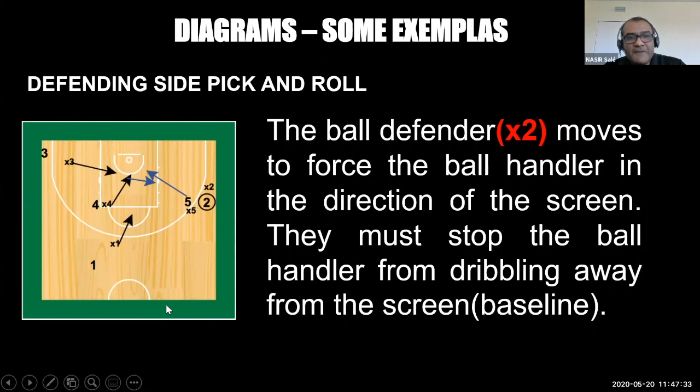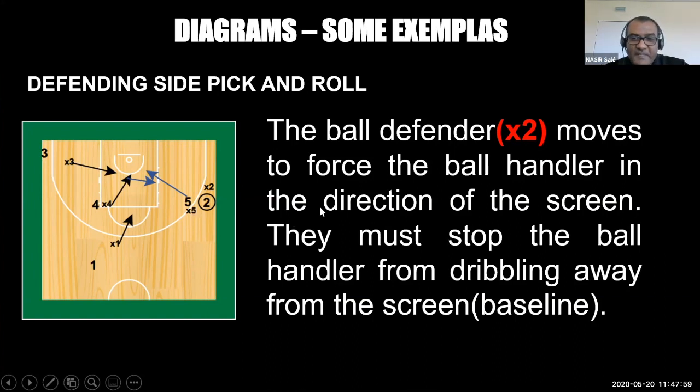We continue with the same situation for the side pick and roll. The ball defender is the X2. You know that we talked about this in the last slide. The two defenders move to force the ball handler not to go directly to the basket, but we need to move, forcing the ball handler in one direction.